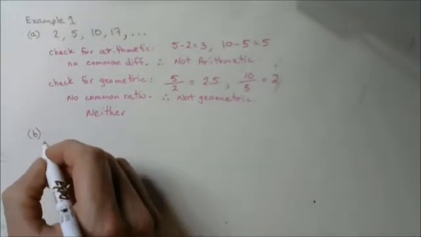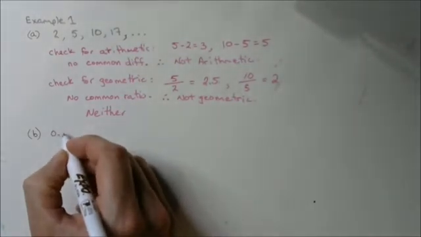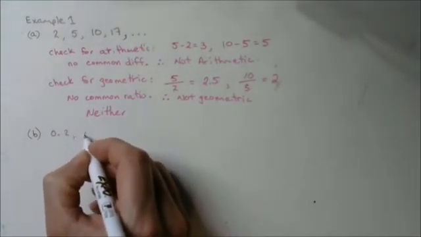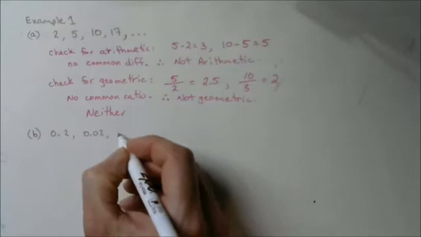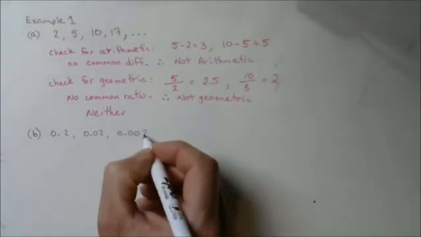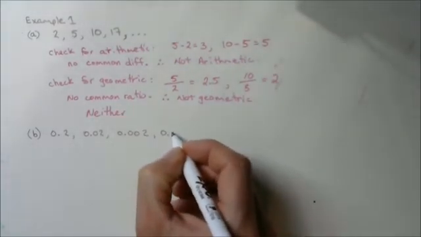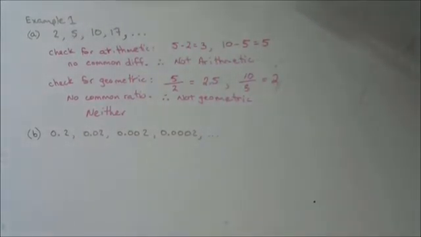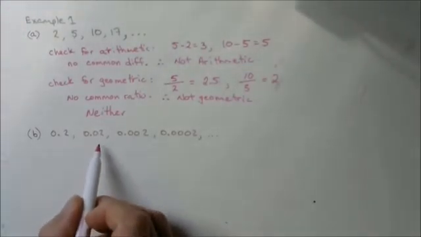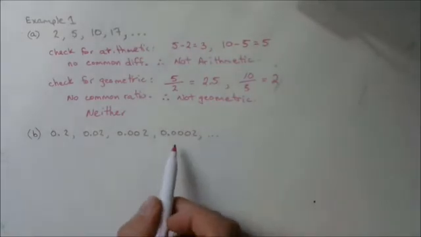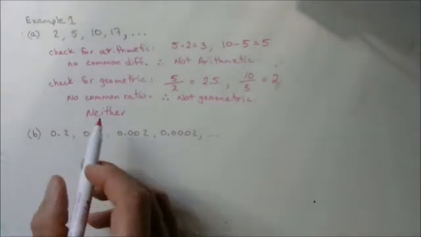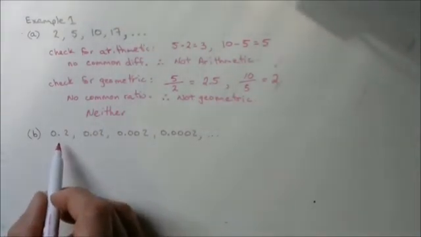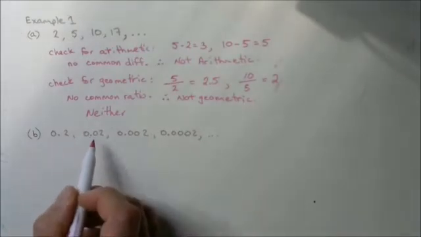Example B. We have the sequence 0.2, 0.02, 0.002, 0.0002, and it's going to carry on. Oh, they sure made this one easy on us. Is it arithmetic? Well, definitely not. So I'm not even going to bother checking that. Also, I can already see that it's geometric. I'm going to be multiplying by 1/10.